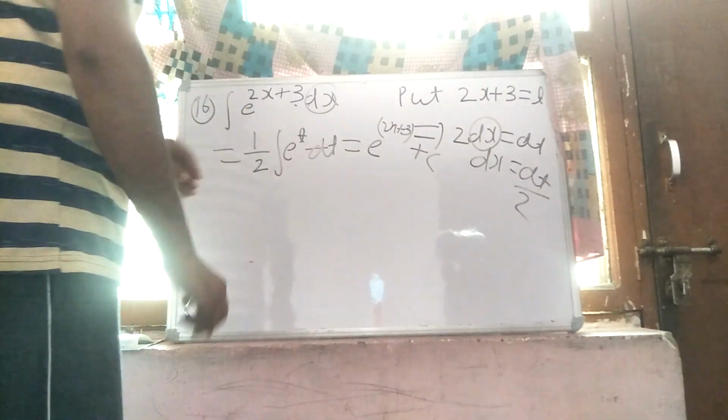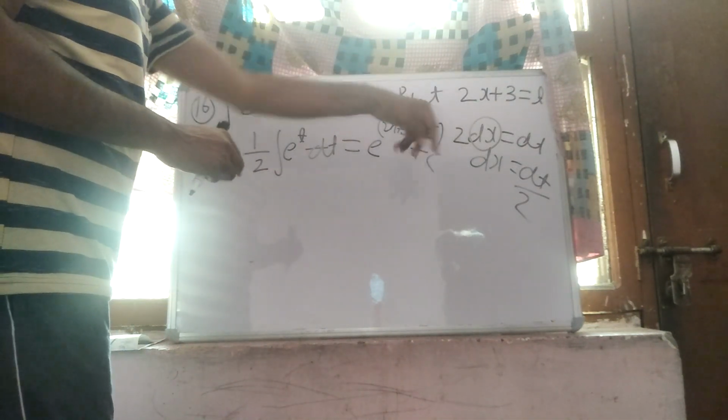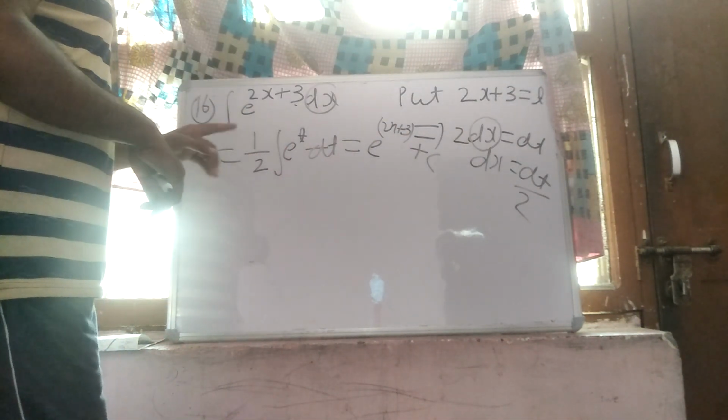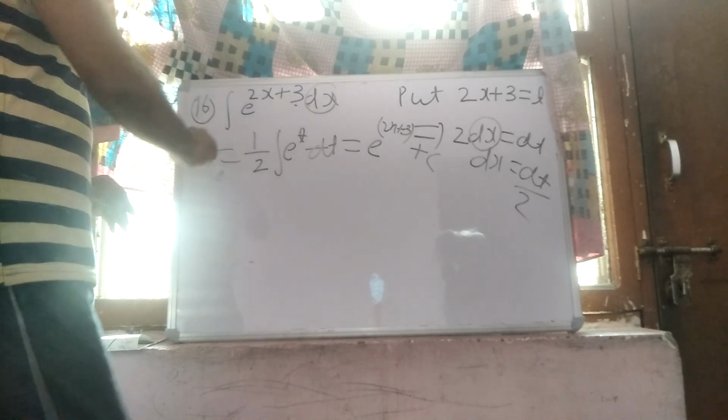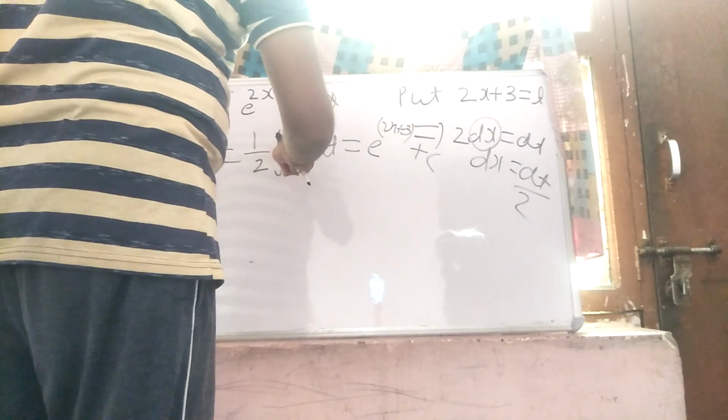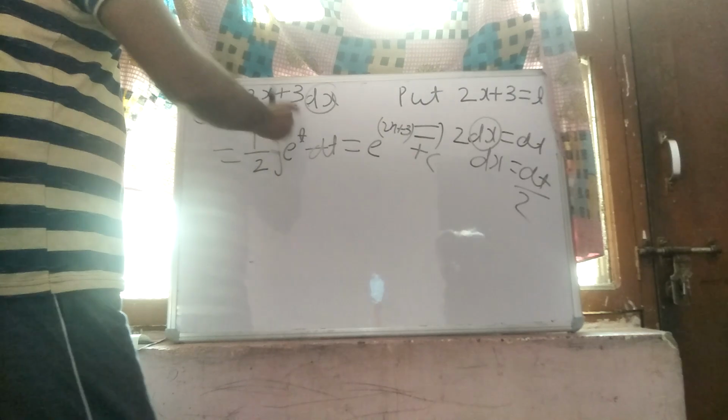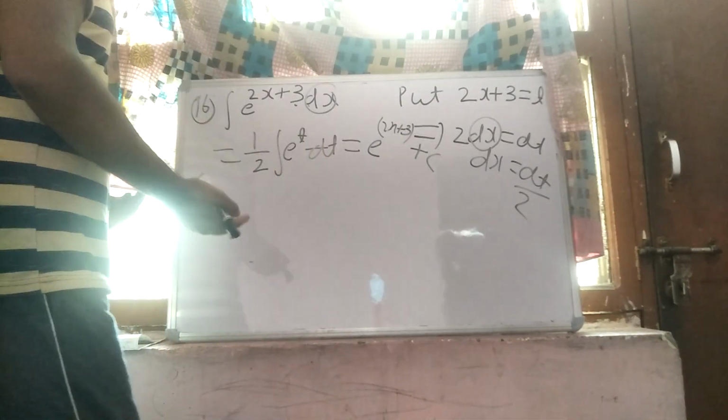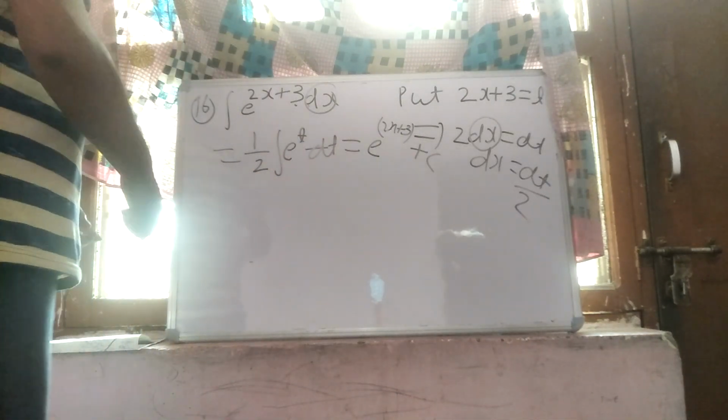To explain e to the power 2x plus 3 into dx: we put 2x plus 3 equal to t. So 2 into dx equals dt. What is the value of dx? dx equals dt upon 2, and we also put back the value of t, 2x plus 3. So this is the complete answer and explanation.